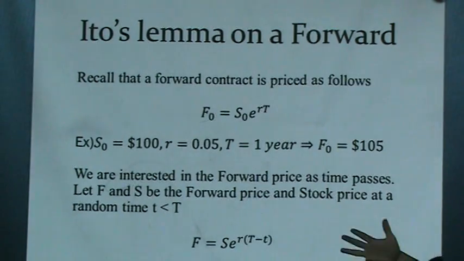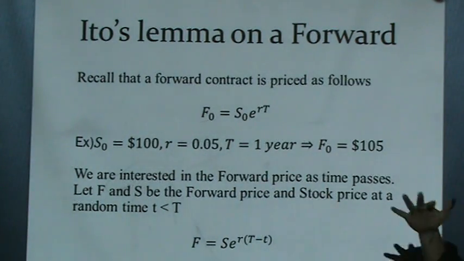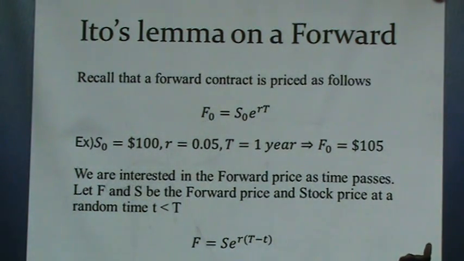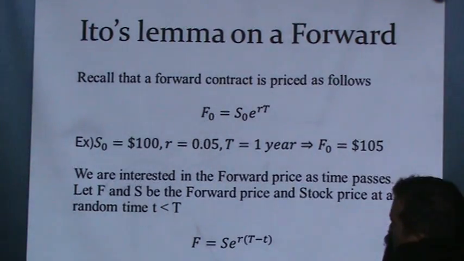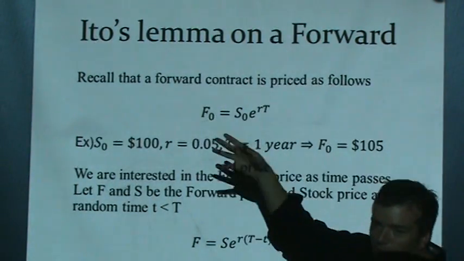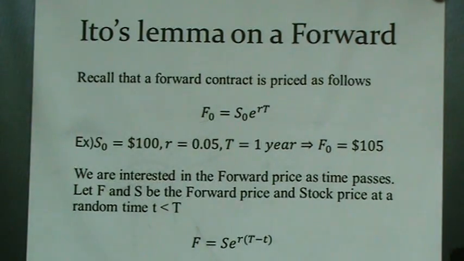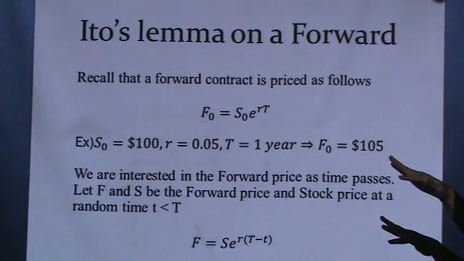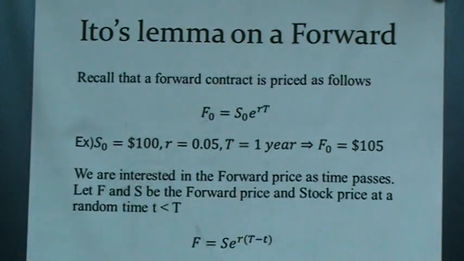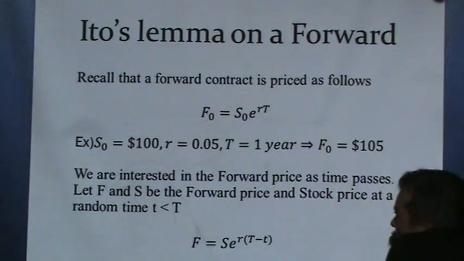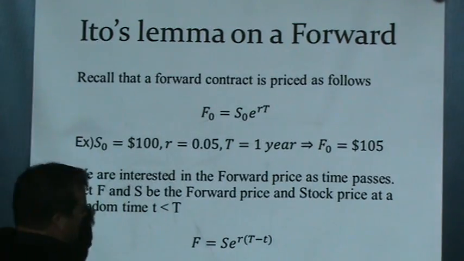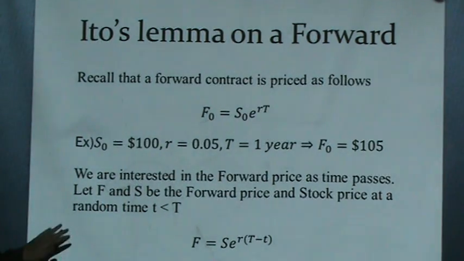Now, as time goes on, the forward price keeps changing, right? So we want to come up with a model for the forward price. We have a model for the stock price. We're using what we said before, the formula where the stock goes up at a normal interest rate plus has variability to it. We'd like to come up with a model for the forward price. So we are interested in the forward price as time passes.